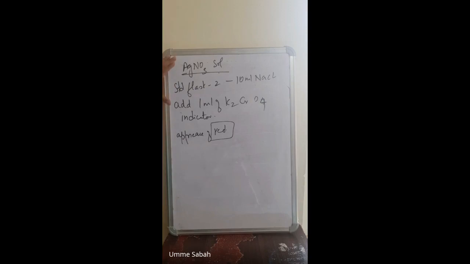Okay, so this particular step you will be doing 3 times for concordant values. So you will be taking 10 ml from the flask of NaCl, add potassium chromate, and then titrate again with silver nitrate. 3 readings you will get, where your initial reading and final reading has to be noted down. And then the volume has to be taken. That is your titration of silver nitrate solution versus sodium chloride.